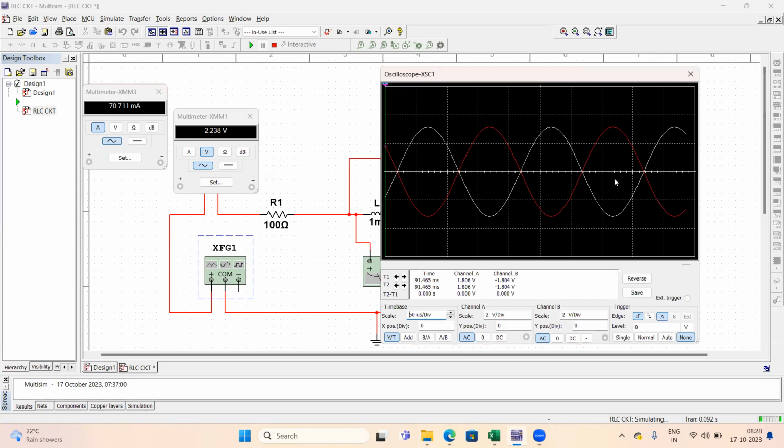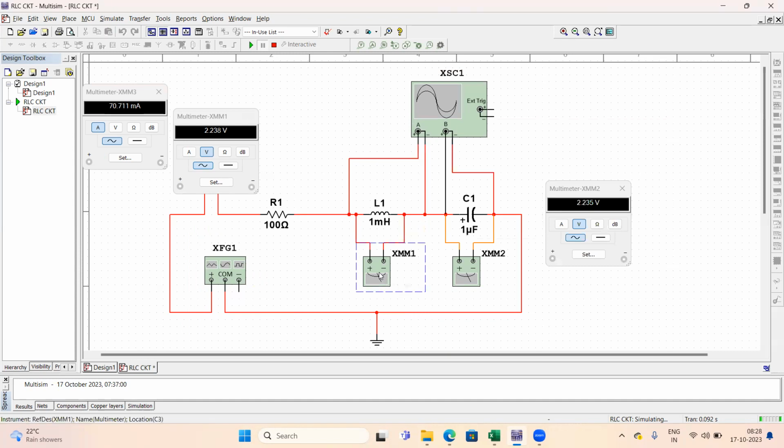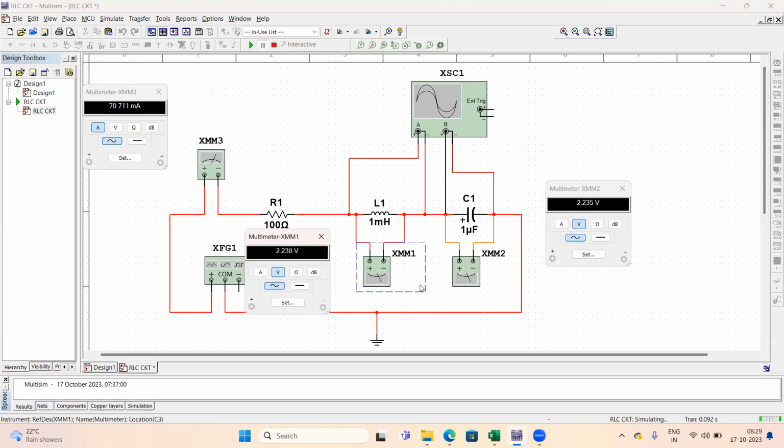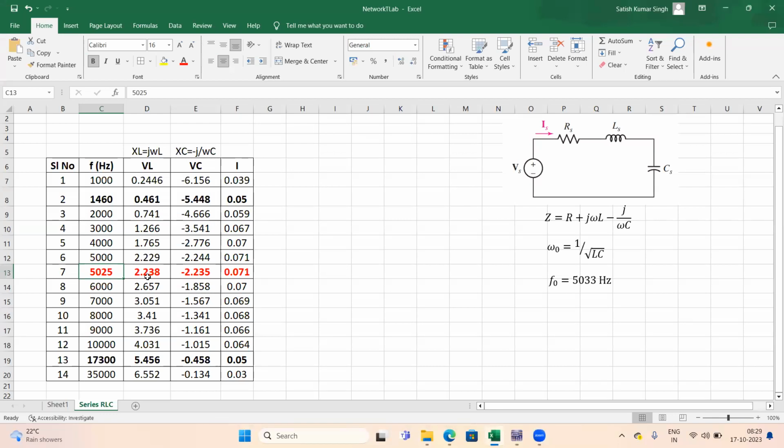So this way you can observe. And you can again observe these values in voltage across the inductor and voltage across the capacitor, that I have already noted down there: 2.238 and minus 2.235. So it must be almost equal to a similar value. Remember that. So let me just make it 5020. Now this must be a similar value, so it is almost similar.